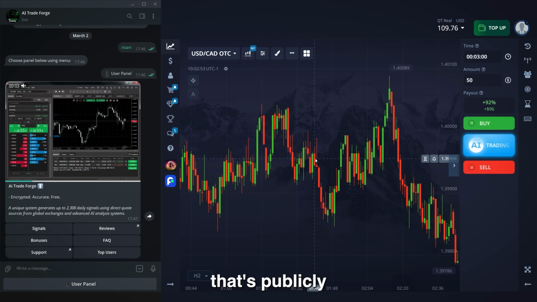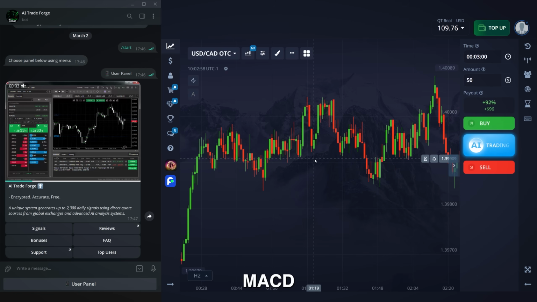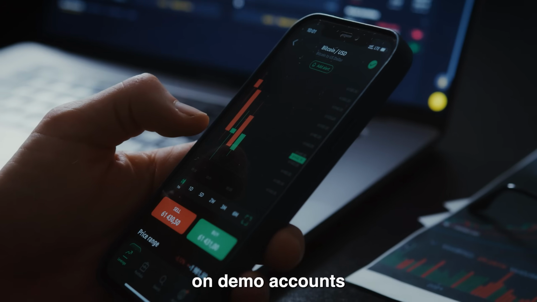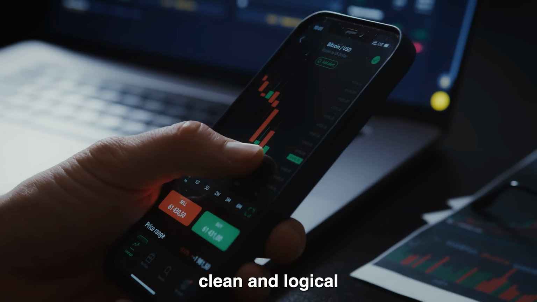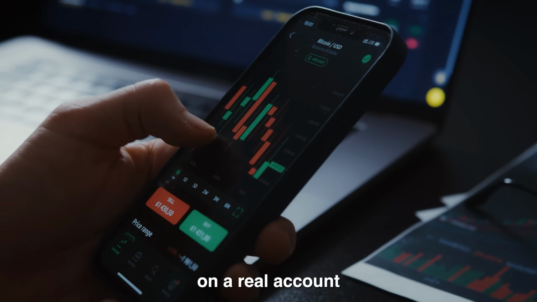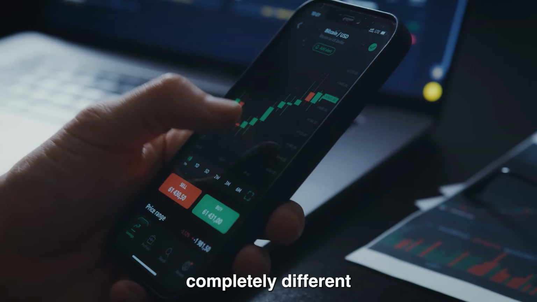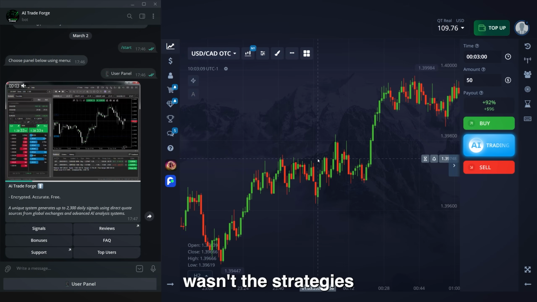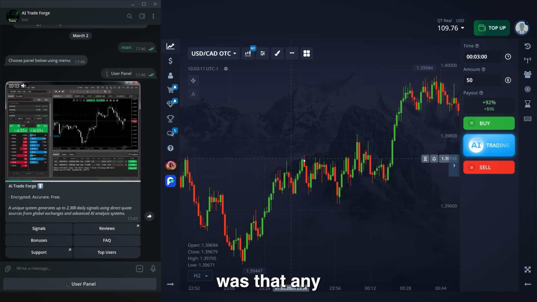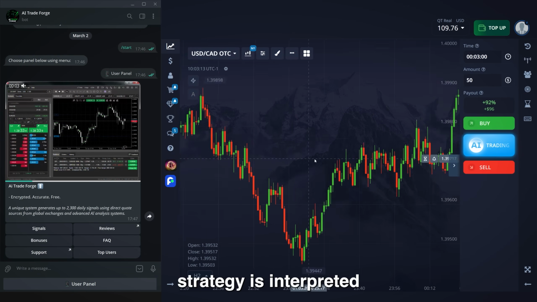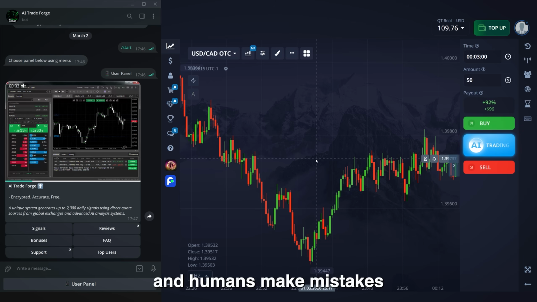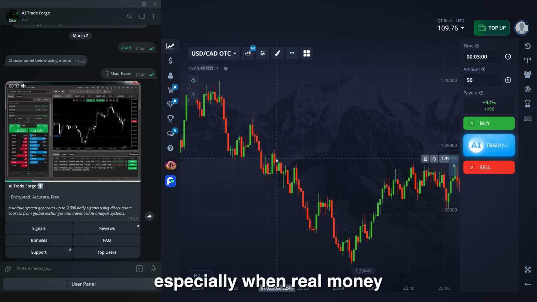I tried everything that's publicly available: scalping, trading by levels, RSI, MACD, Bollinger Bands. On demo accounts, everything looked clean and logical. On a real account, the picture was completely different. And the problem wasn't the strategies. The strategies worked. The problem was that any strategy is interpreted by a human, and humans make mistakes, especially when real money is on the line.